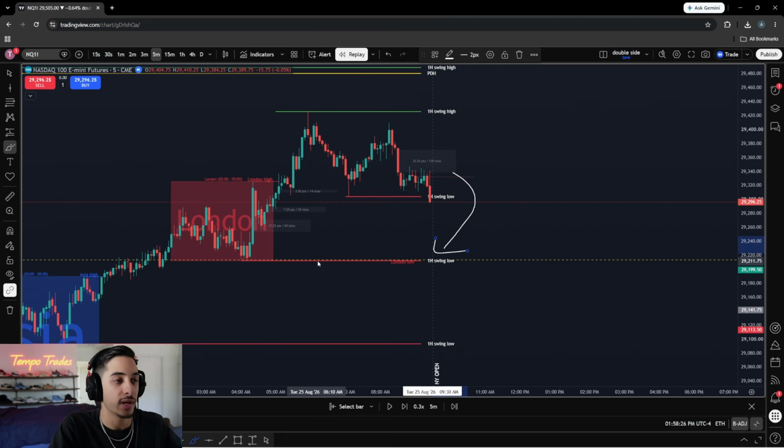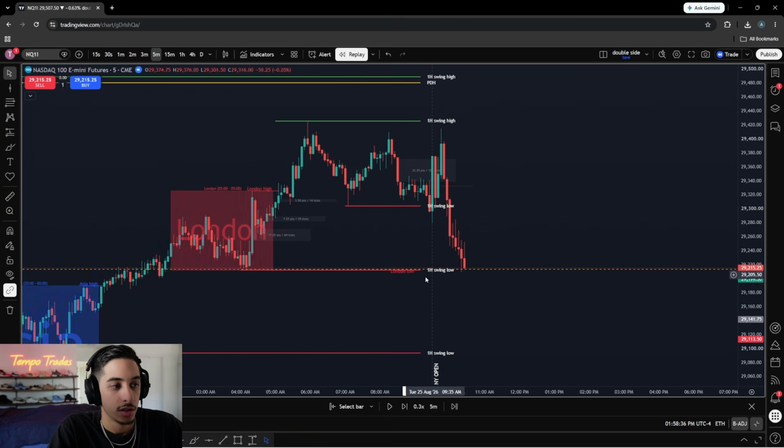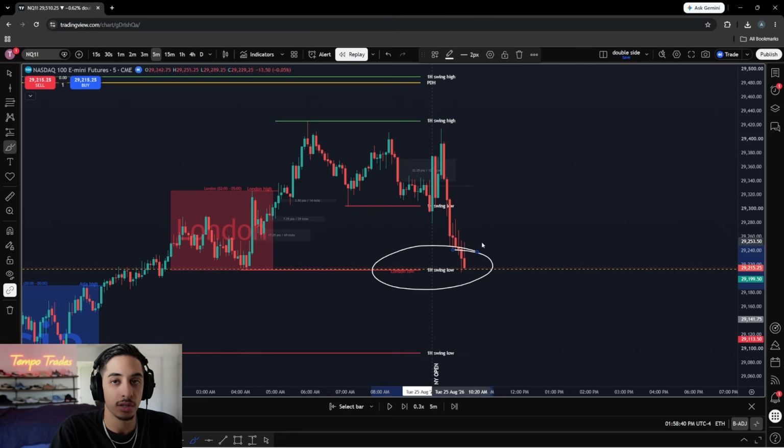We want price to go hit that. And yeah, this would probably be a really easy day if I was trading it. You can see right there, price does end up going for the low. So very easy and clear bearish bias.